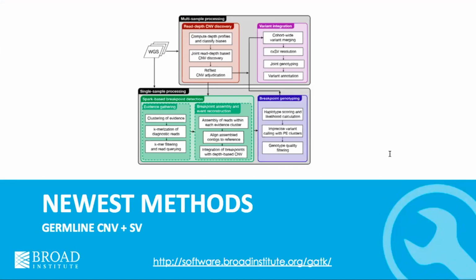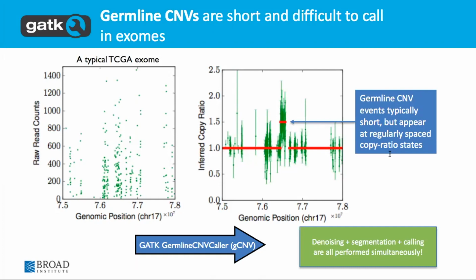Finally, we have newer methods in development in the SV world and germline CNV. For germline CNV, we have a more or less stable pipeline. It's still under some development, and some command line options may change. However, it's more or less in a stable condition.